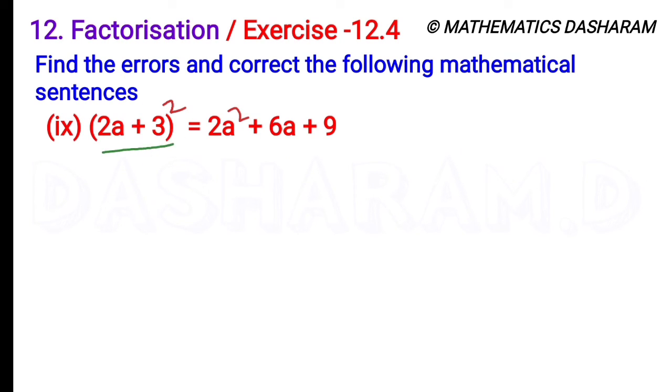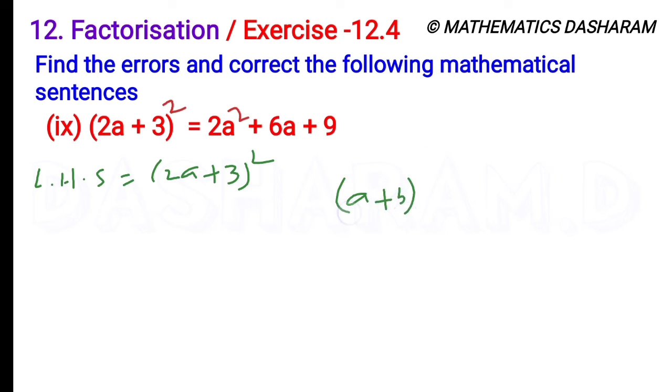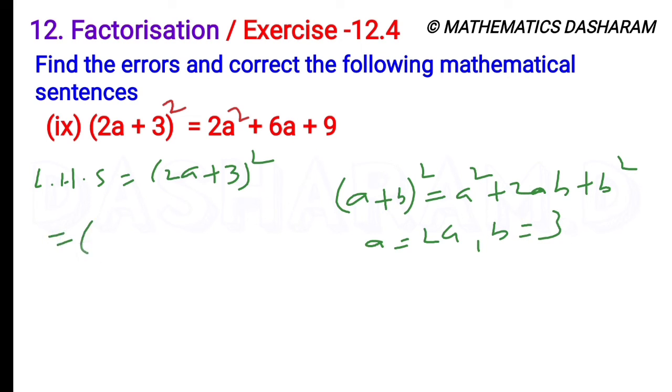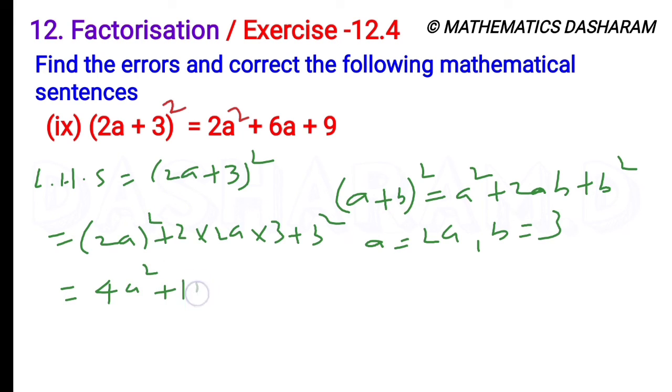Ninth question, (2a plus 3) whole square equals to 2a square plus 6a plus 9. So for this, apply the (a plus b) whole square formula. So that is a square plus 2ab plus b square. So here a value is 2a and b value is 3. So (2a) whole square plus 2 into 2a into 3 plus 3 square. (2a) whole square is 4a square and 2 2s are 4, 4 3s are 12a, 3 square is 9. But here he gave 2a square, so it is not equals to RHS.